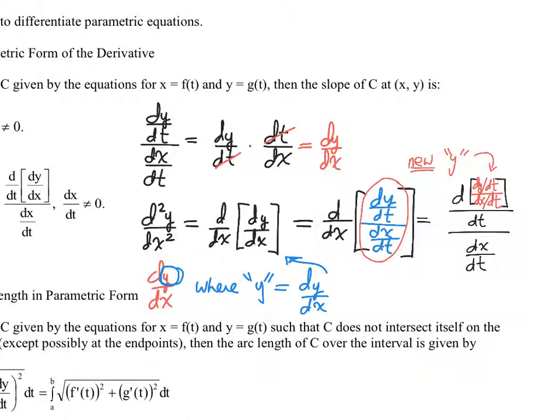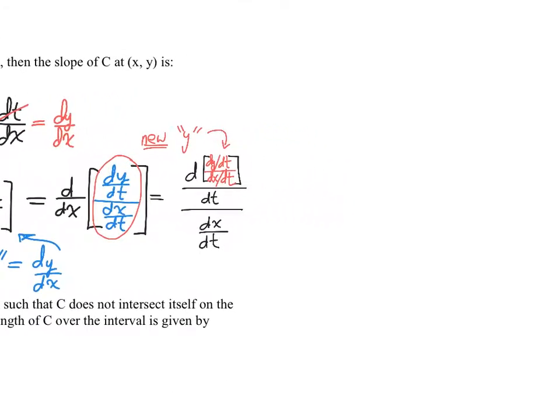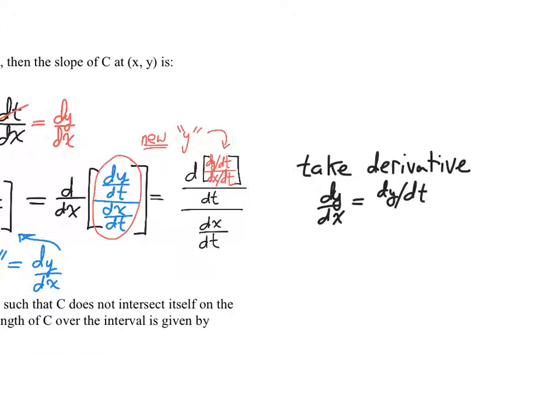All right. So the formula is wonderful, but it could also cause problems. So what I'm going to do is put it in words. We're going to create a process out of this. So we're going to take the derivative. And that's dy/dx equals dy/dt over dx/dt.